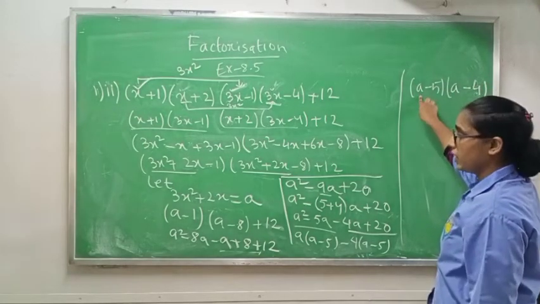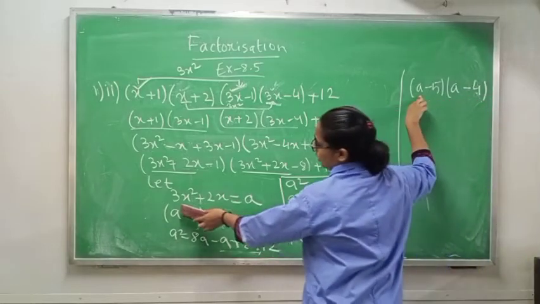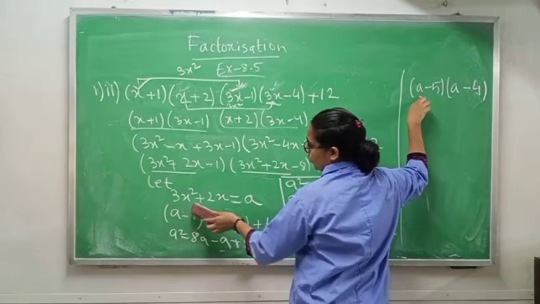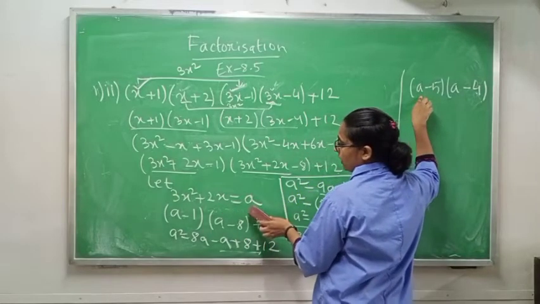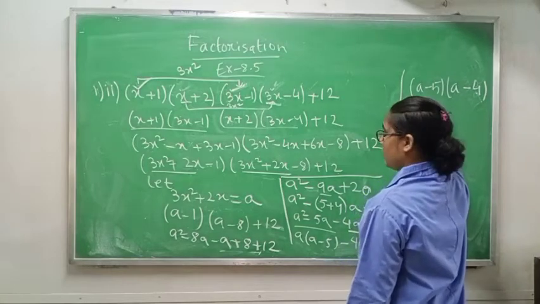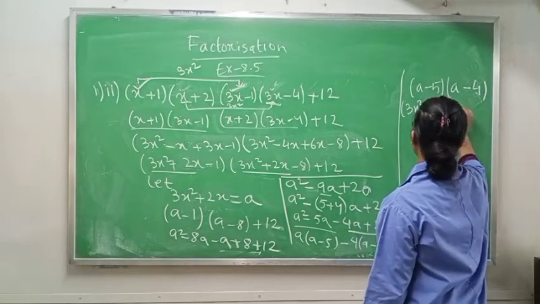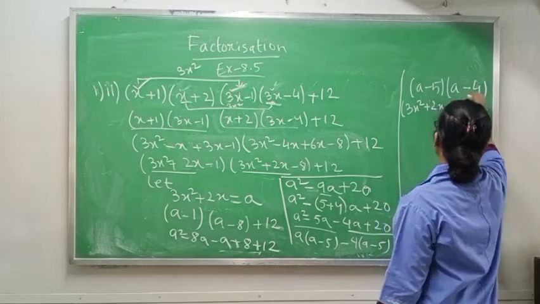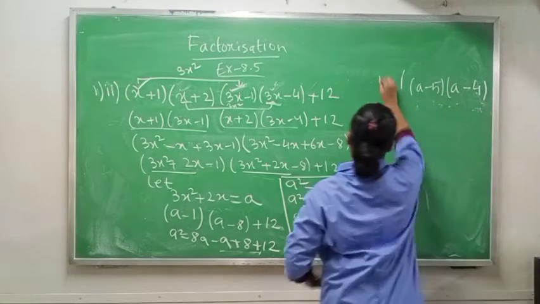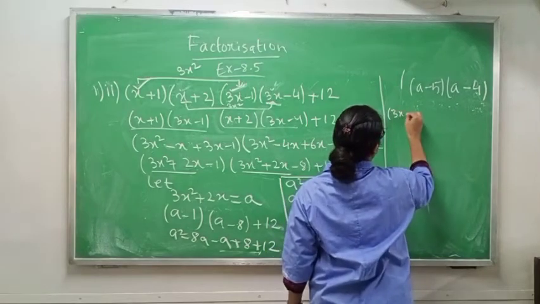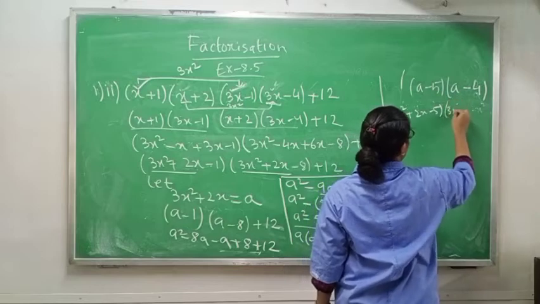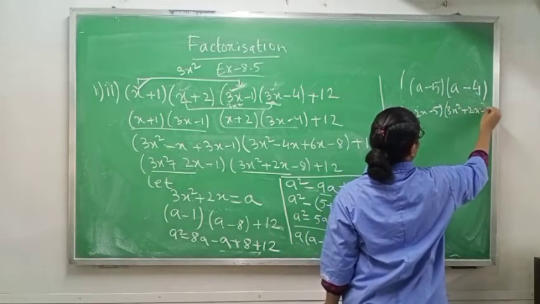Now in place of a, you have to put 3x square plus 2x. Why? Because you are letting 3x square plus 2x equals a. So in place of a, you have to put this one. So put 3x square plus 2x minus 5, and again 3x square plus 2x minus 4.